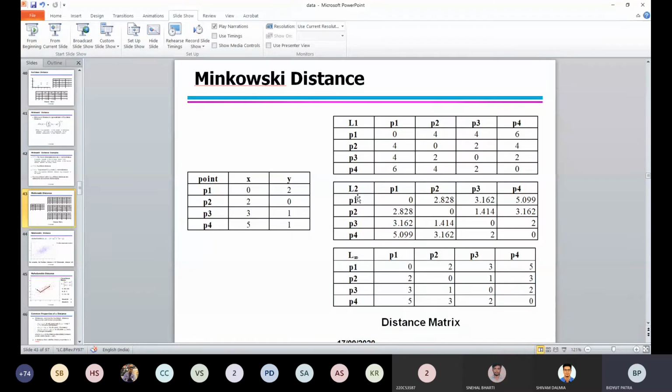Now let's come to the example. Let's say we want to compute the infinity norm between P1 and P4. For the x dimension, what is the difference? That is 5. For the y difference, what is the difference? That is 1. So you take the maximum of these two. The maximum of these two is 5. Therefore the P1 to P4 L infinity norm is 5.